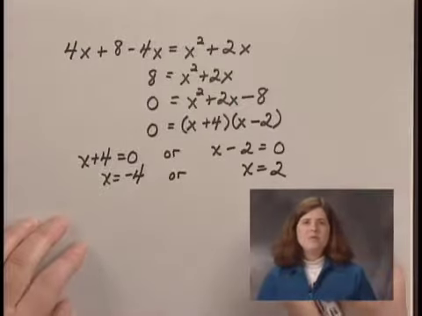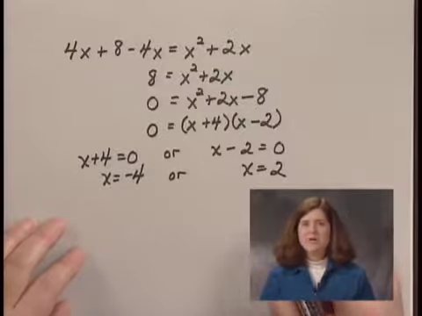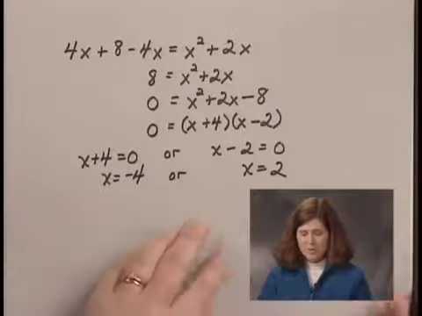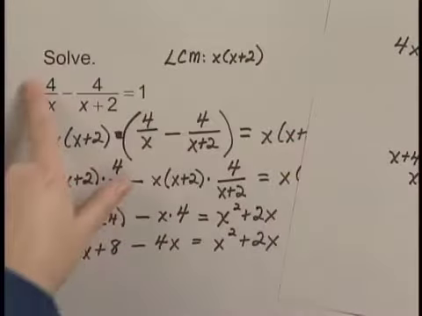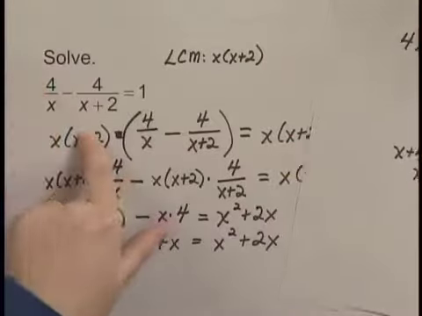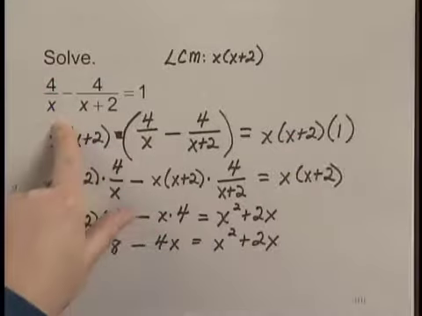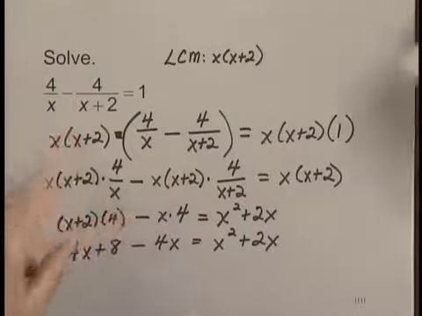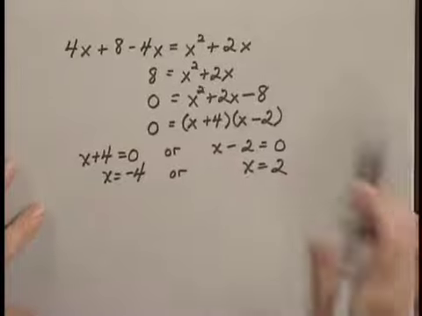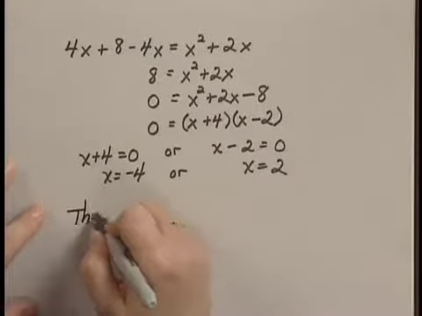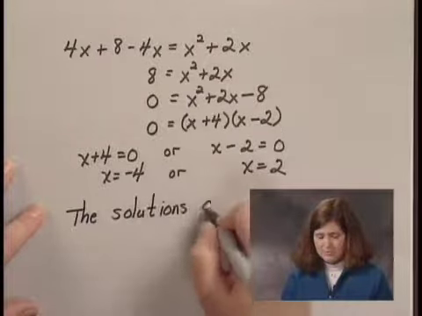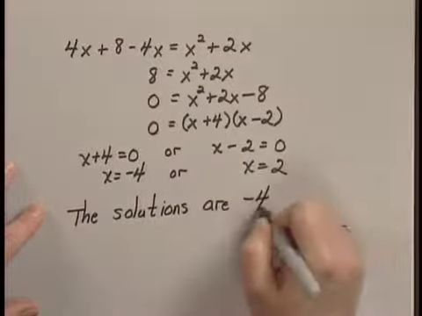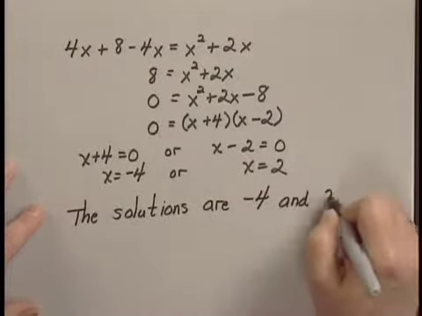Now, when I do clear fractions by multiplying by the least common multiple of the denominators, I do have to check my answers in the original equation. I check negative 4 in the original equation and find that it checks. I check 2 in the original equation and find that it checks. After I've checked both solutions, I state that the solutions are negative 4 and 2.